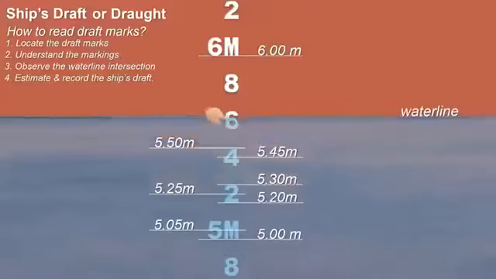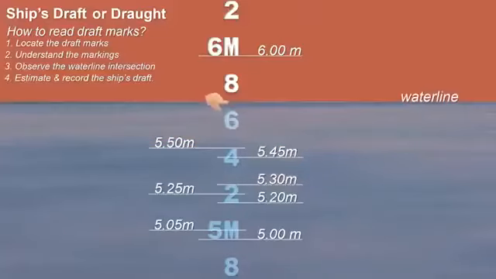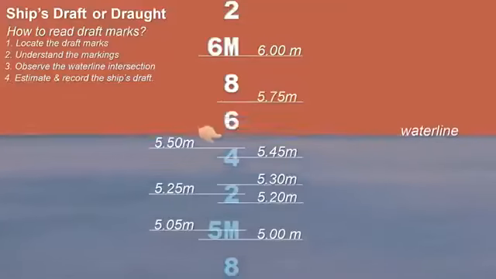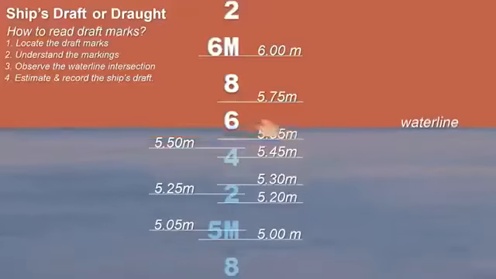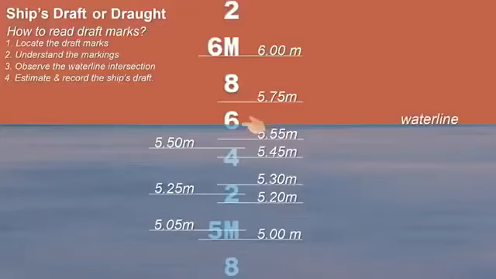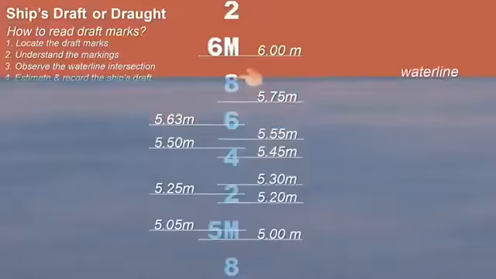If the waterline is between 6 and 8 draft marks, the reading is 5.75. In between 4 and 6, the draft is 5.55 meters. What if the waterline is here? The draft reading is 5.63 meters. If the waterline is here, the ship's draft is 5.88 meters.